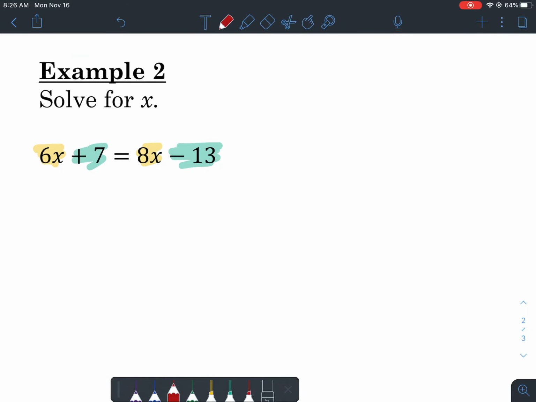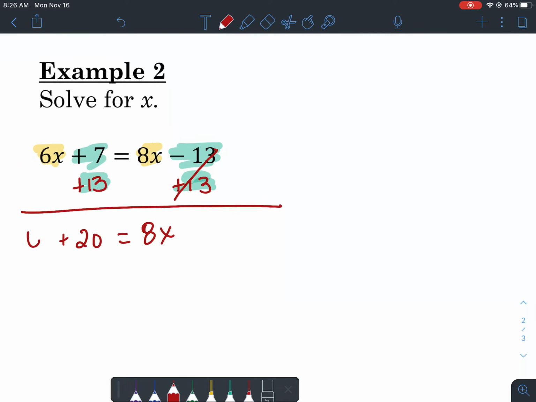Okay, we have 6x, 8x, and 7, and negative 13. So I'm going to try something different. I want to get rid of the negative 13. I know I'm going to add because of the negative. So again, the constants and constants match up. I'm not doing anything with my variable yet, just moving the constant. So if I move my constants to the left side, I have 7 plus 13, which is 20, and then I have 6x left over.